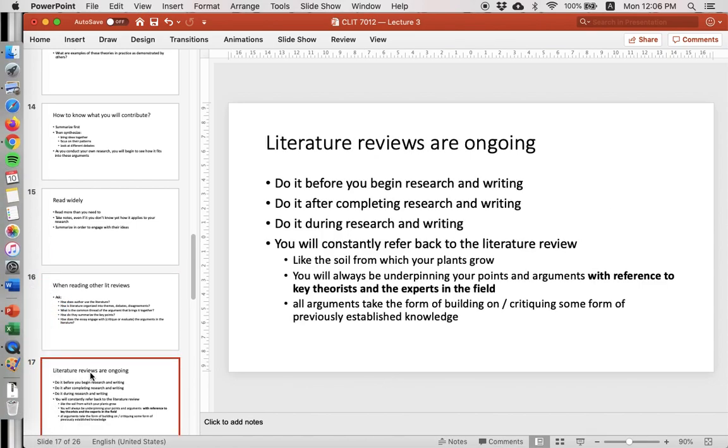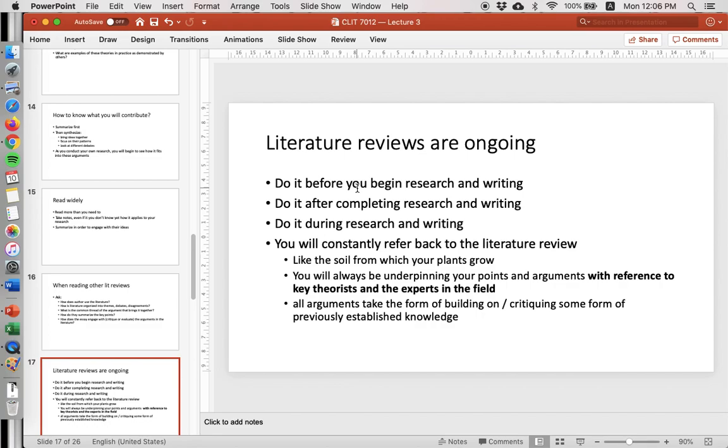Okay. So another thing that's important is literature reviews are ongoing. The final literature review that you do is going to go through a lot of revisions. You start off with a literature review, you identify the research you're going to do, then you realize, oh, hey, maybe I need to go back and research again. So do it before you begin research writing, do it after completing research writing, do it during research and writing. You will constantly refer back to the literature review.